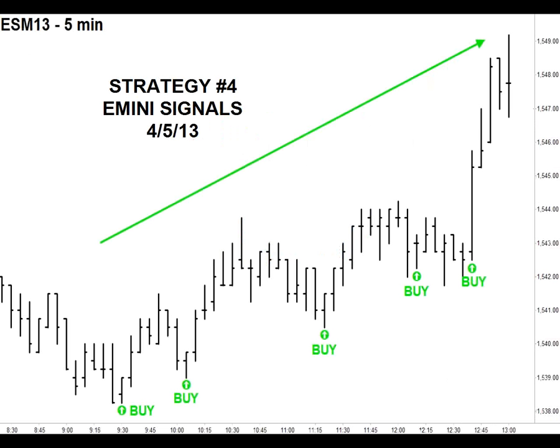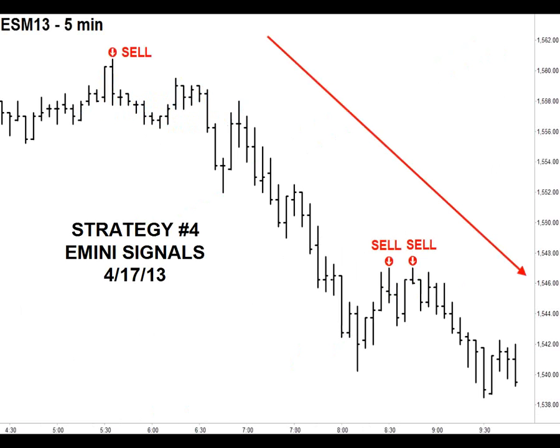We also have strategy number 4 signals for the E-mini. Going back roughly about a month in April, we see here that on this 5-minute chart, we just were inundated with a ton of buy signals. All would have been profitable had you used strategy number 4 intraday. And you can also use it to the downside as well. This was just a few weeks ago on a 5-minute chart as well, going short the E-mini.